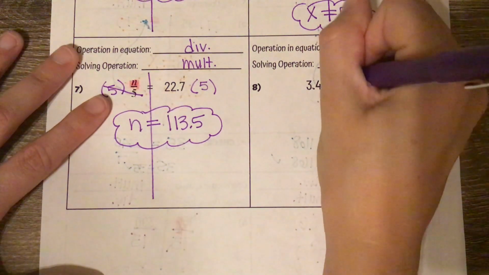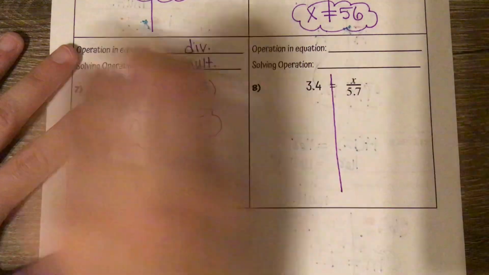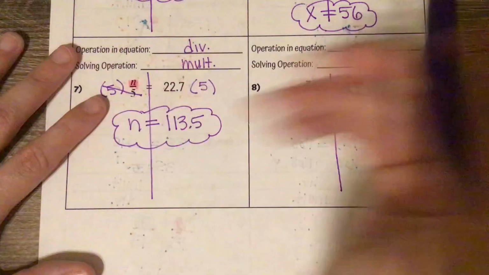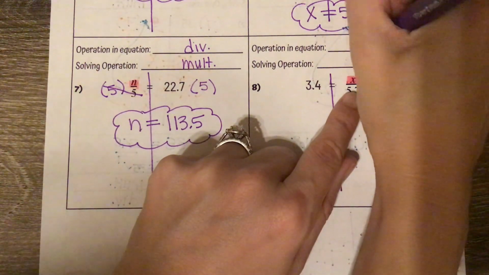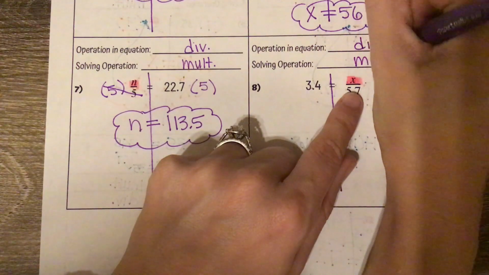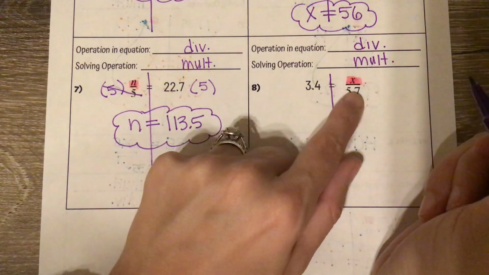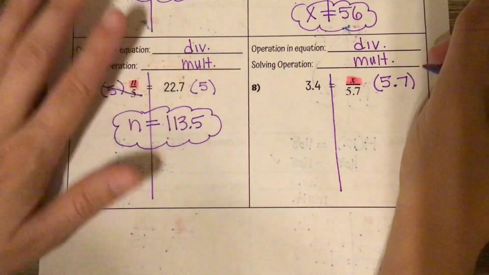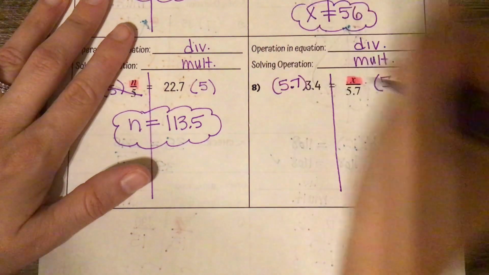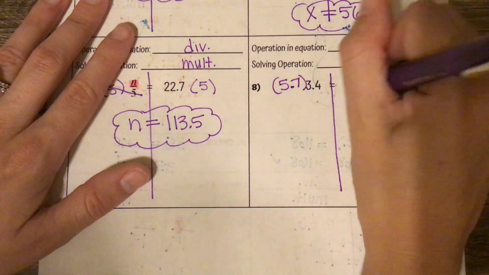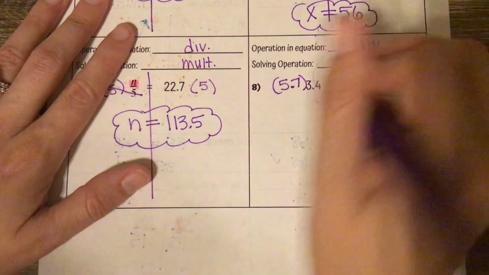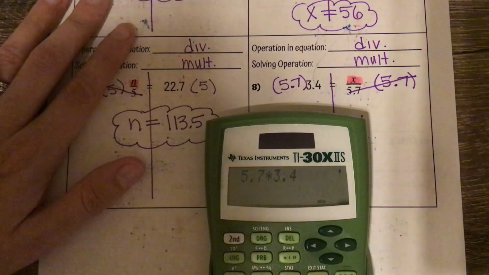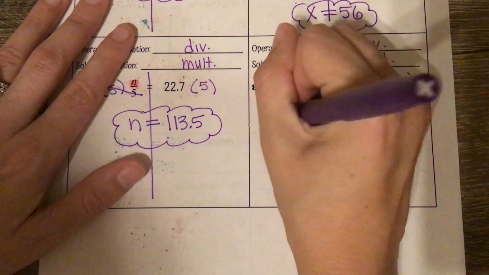Number 8, drawing our line down the equal sign, highlighting our variable. We see the fraction bar, which means we have division, and the opposite is going to be to multiply. X is being divided by 5.7, so the opposite is to multiply by 5.7 on both sides. On the side with the variable, it should cancel out. We're left with just X on that side. On the other side, 5.7 times 3.4 equals 19.38.